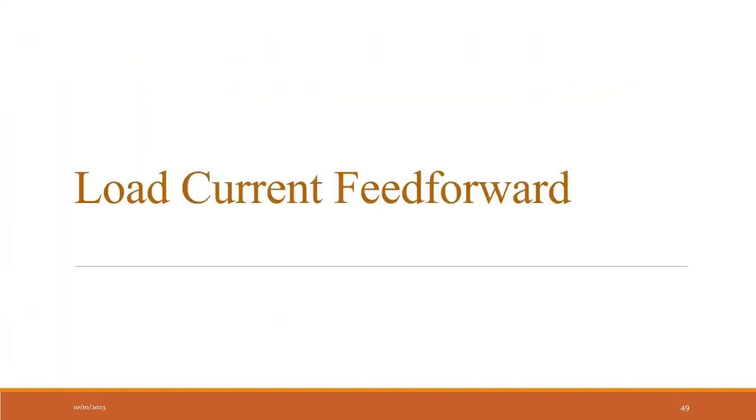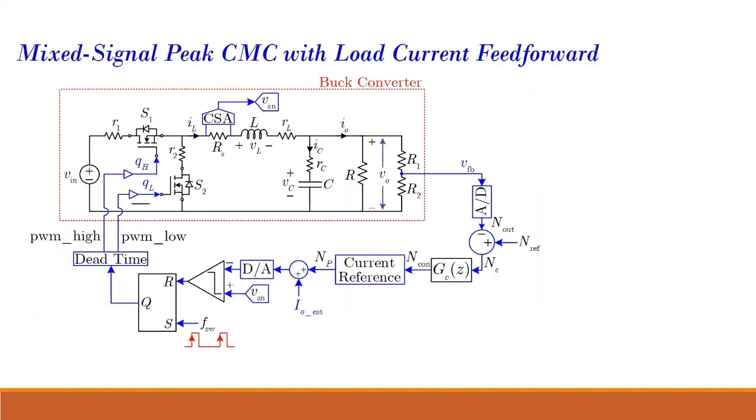Now I'll consider load current feed forward. Let us consider current mode control. This is the current mode control block diagram. There is a reference output, and then the output is compared, generating the error, which passes through your controller and generates a control signal, which generates a reference value. In the normal case, this I output would not be there.